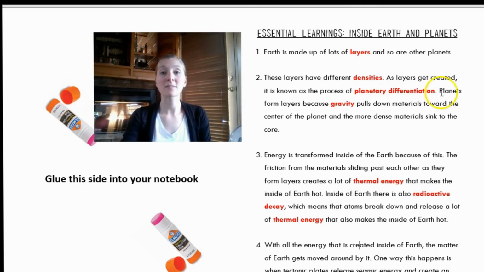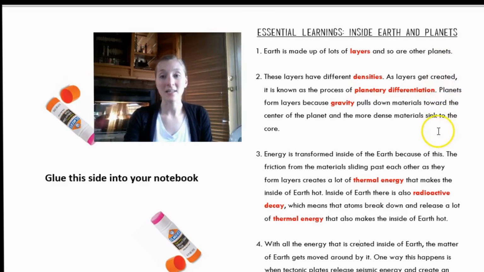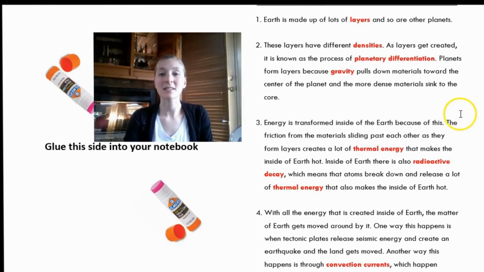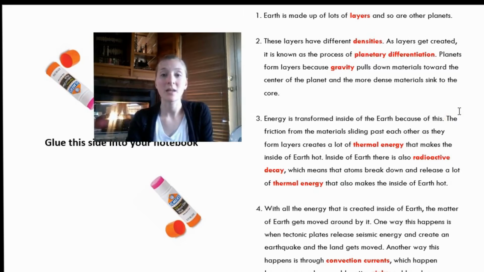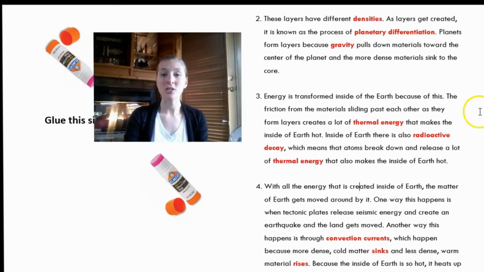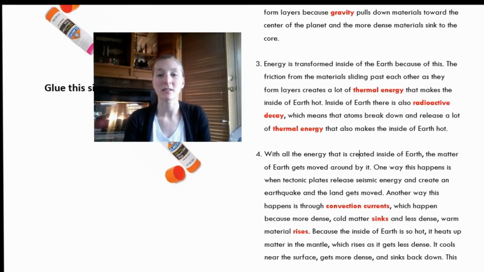So the first one, the Earth is made up of lots of layers, and so are other planets. These layers have different densities. As layers get created, it's known as the process of planetary differentiation. Planets form layers because gravity pulls down material toward the center of the planet and more dense materials sink to the core. Energy is transformed inside of the Earth because of this. The friction from the materials sliding past each other as they form layers creates a lot of thermal energy or heat that makes the inside of the Earth hot.